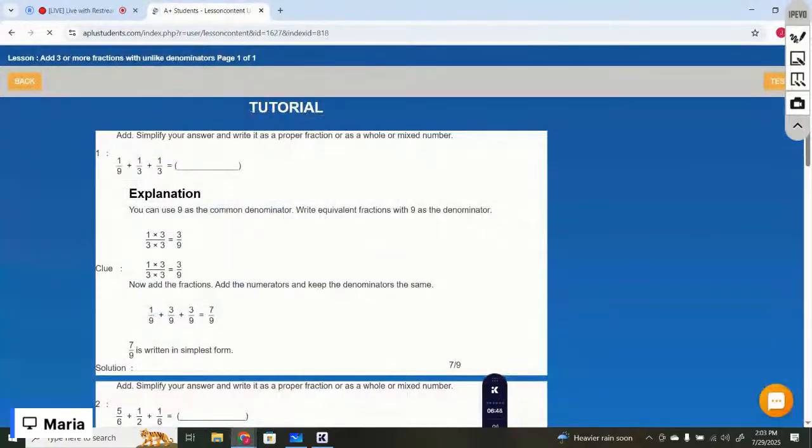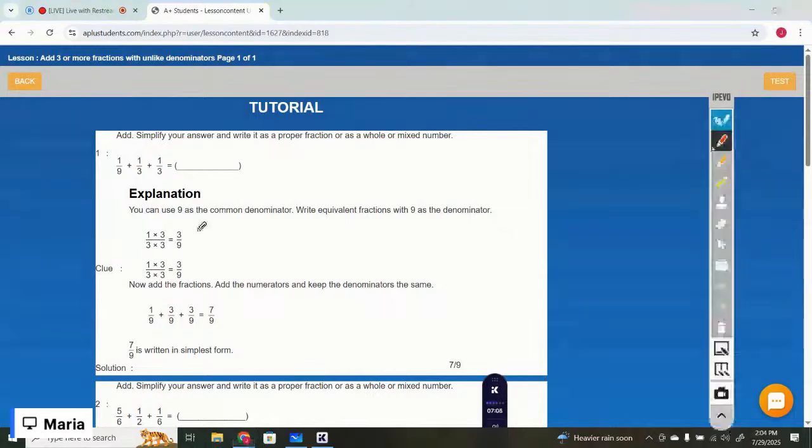Add 1 by 9 plus 1 by 3 plus 1 by 3. So we always add fractions when they have like denominators, right? So you need to make the smaller denominators equal to the greater one. Here the smaller denominator is 3 and 3. So we need to multiply both fractions by 3 because 3 times 3 is 9.